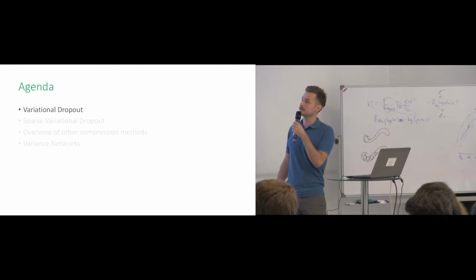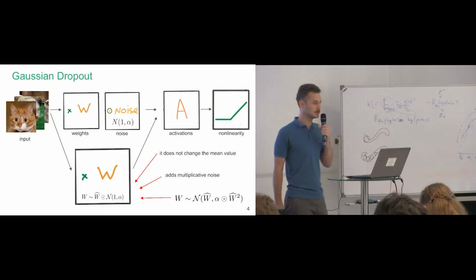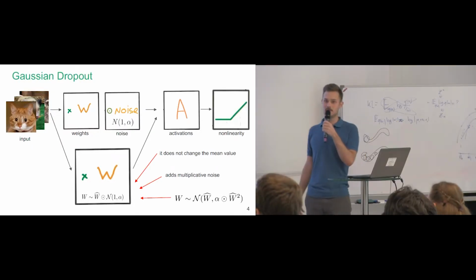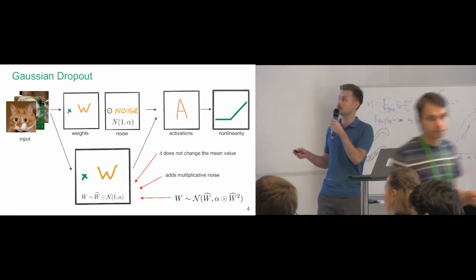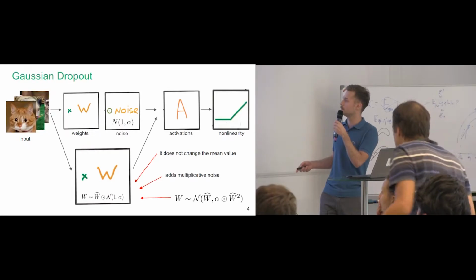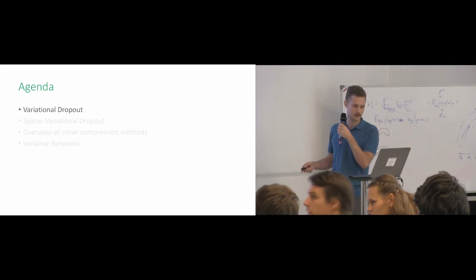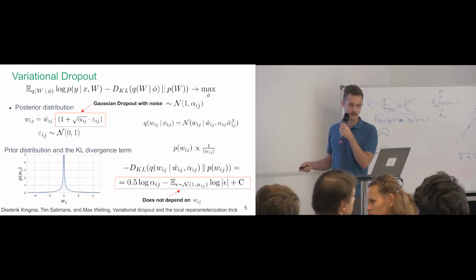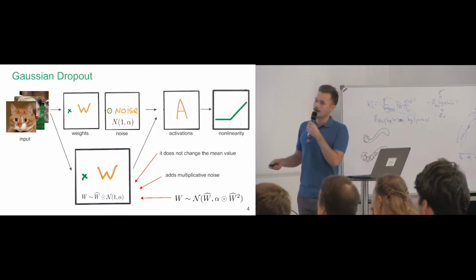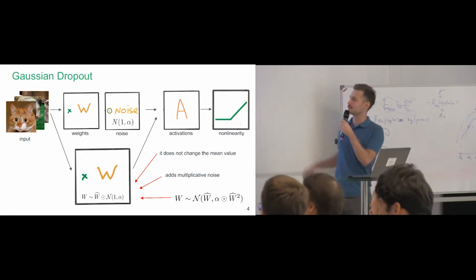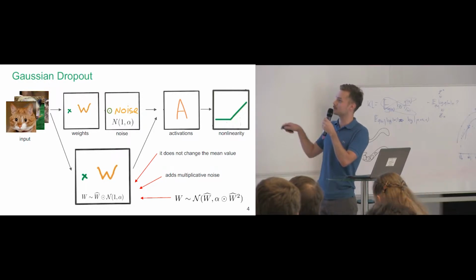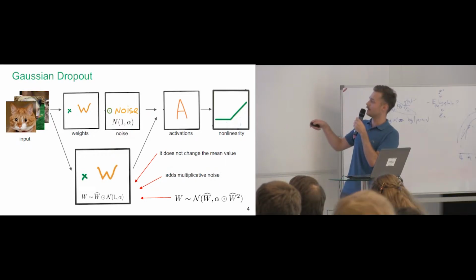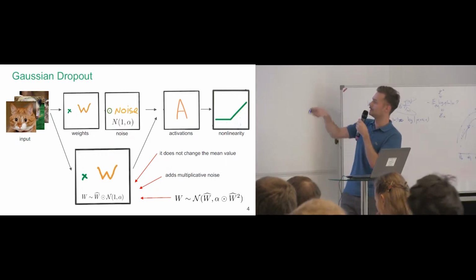So let's start with variational dropout, and to motivate variational dropout, we need to have a look at Gaussian dropout. I have animations on the slides, but they broke because of converting to PDF, I think. So let's pretend we don't see this.